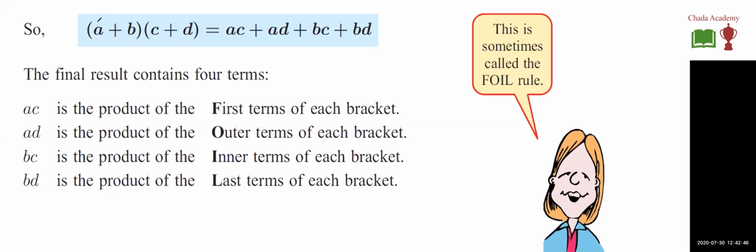So ac is the first. ad is the outer, they are outside. Inner is inside, bc, and last, bd. So that's why the rule is called FOIL: first, outer, inner, last. ac is the first term, ad is the outer, a is here and d is here. bc is in the middle, inner, and bd is the last term. So you remember the word FOIL to not forget it, or you remember how to do it, like I told you: ac plus ad plus bc plus bd. It's not that hard, I think.